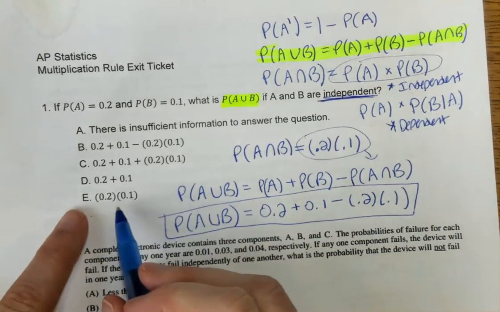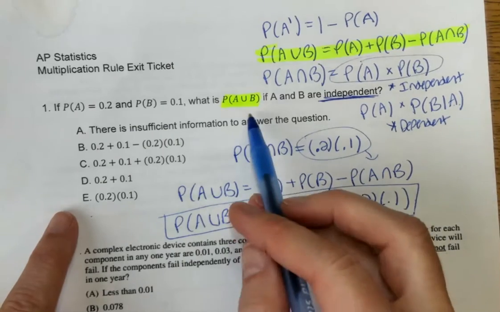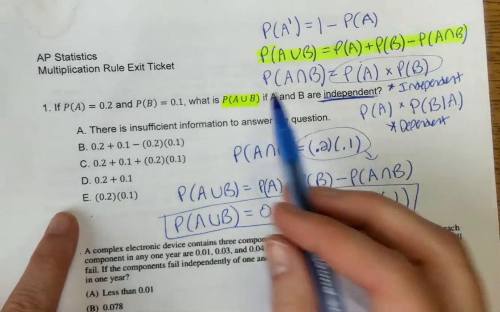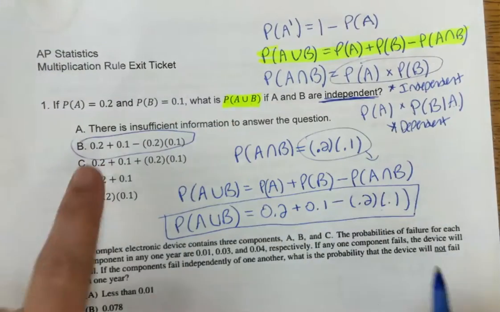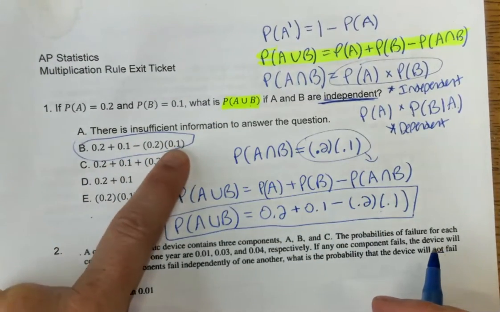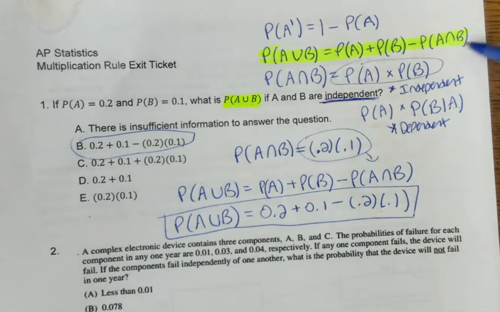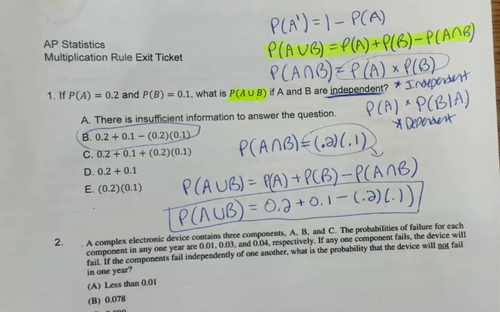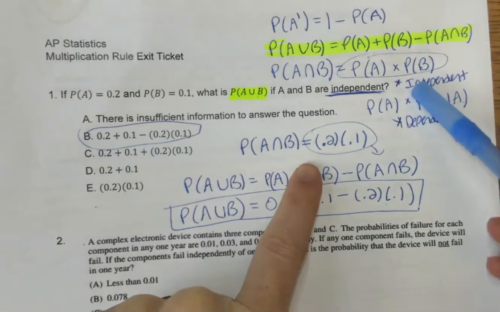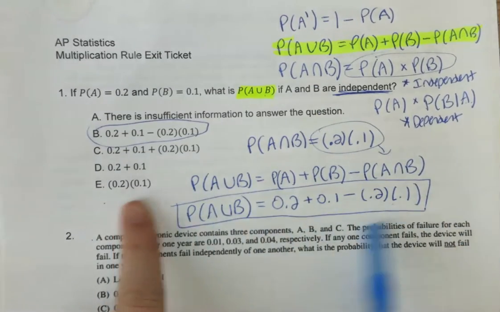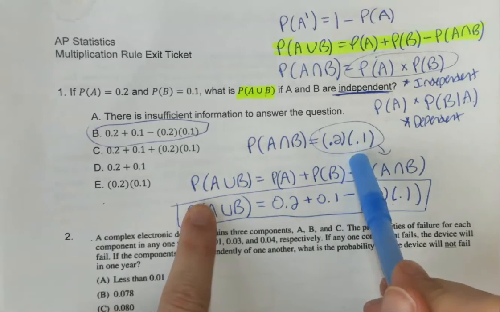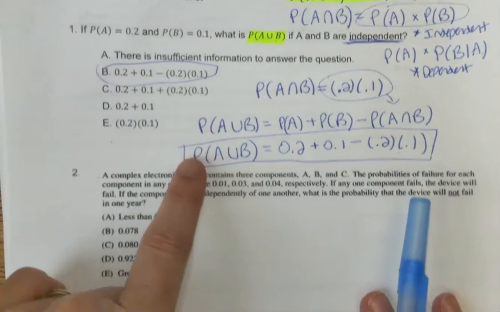For those of you that wrote E, that would be correct if they were asking for the intersection, but they weren't. They were asking for the union. So I need this, actually, which is B: 0.2 plus 0.1 minus the product of the two, because that's our union formula. The tricky stuff about probability, like any other math, is that it builds on itself. We needed to know the independent multiplication rule in order to calculate this intersection. So although this was really a union problem, we also used aspects of the multiplication rule within it.